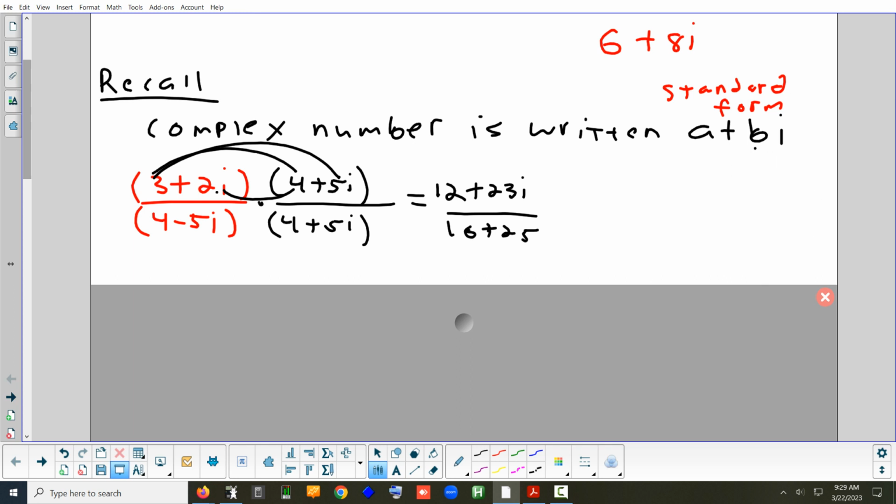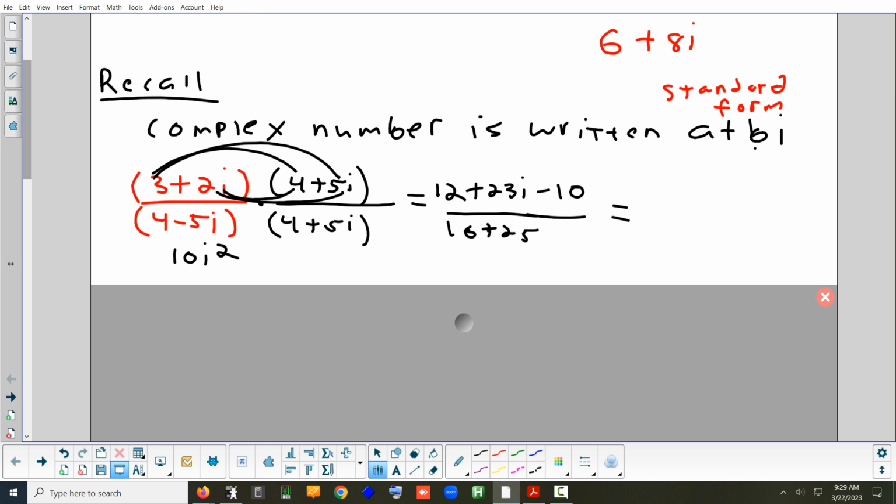And then I end up with 2i times 5i. Does anyone remember what that comes out to? 2i times 5i. Yep. That comes out to negative 10 because 2 times 5 is 10. I times I is I squared. And I squared is negative 1. So that comes out to negative 10.